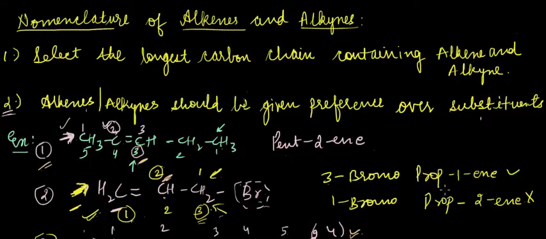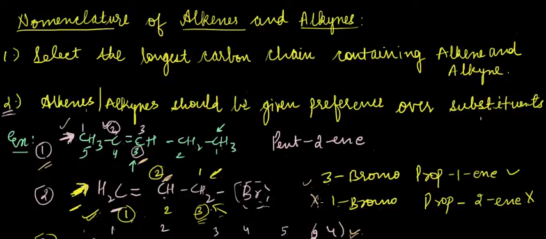So 3-bromoprop-1-ene, as the total number of carbon atoms is 3, so the word root would be prop. So 3-bromoprop-1-ene would be the right answer. But if you had written something like 1-bromoprop-2-ene, having selected the first carbon atom from the right hand, this would be the answer, but it would be wrong. Okay, so the first answer is right and the second one is wrong.